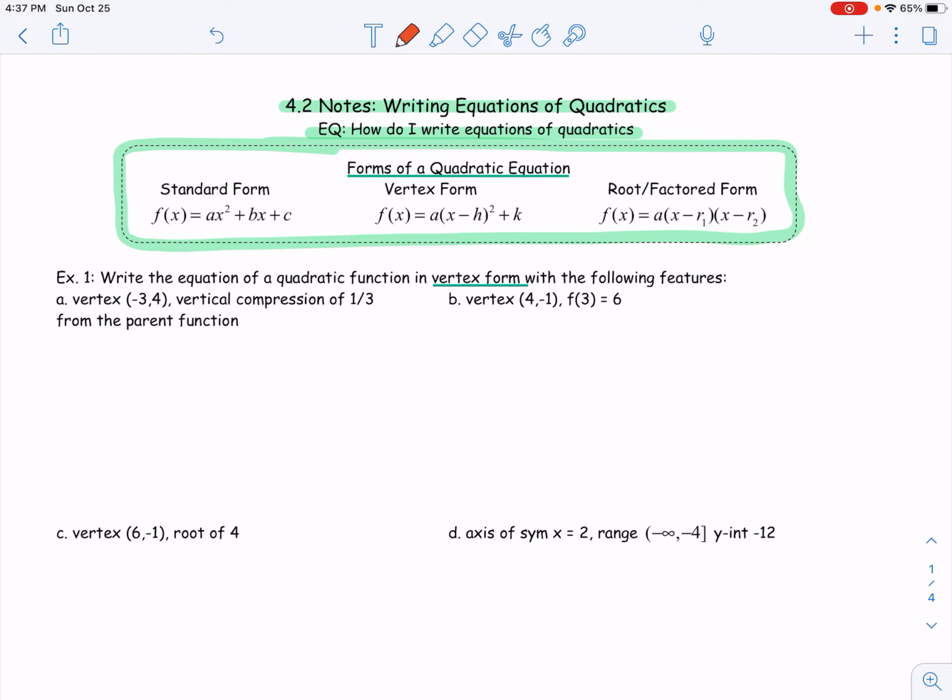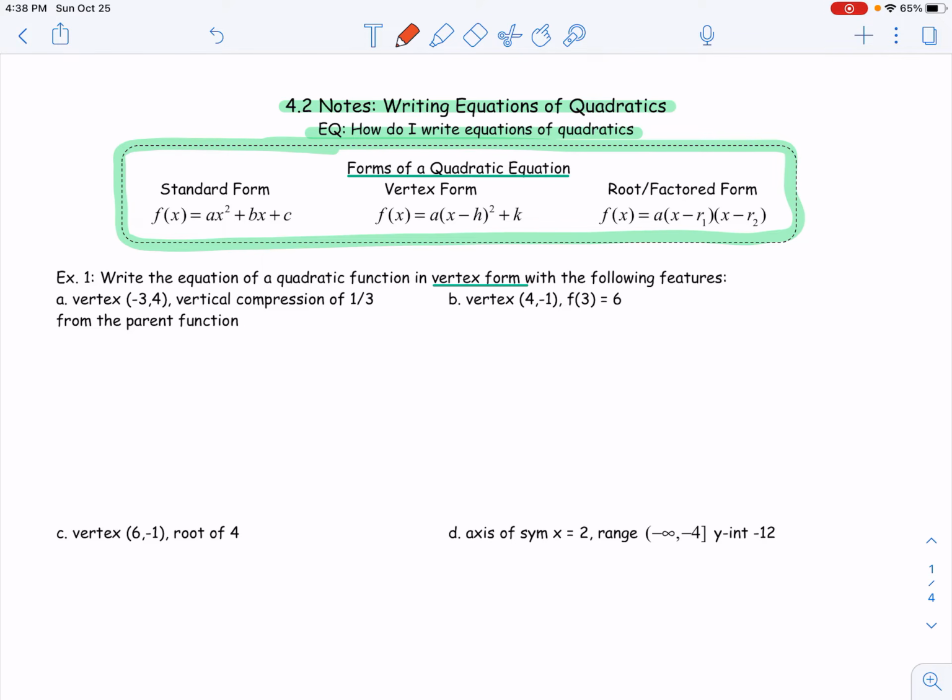So for example 1, it says write the equation of a quadratic function in vertex form with the following features. So vertex form is basically our transformation format. In part A, our vertex is at (-3, 4). So I can stop right there and evaluate what that means, because if my vertex is at (-3, 4), then I had to have shifted left 3 and up 4. And so we know how to write that in vertex form. That is the value of h and k.